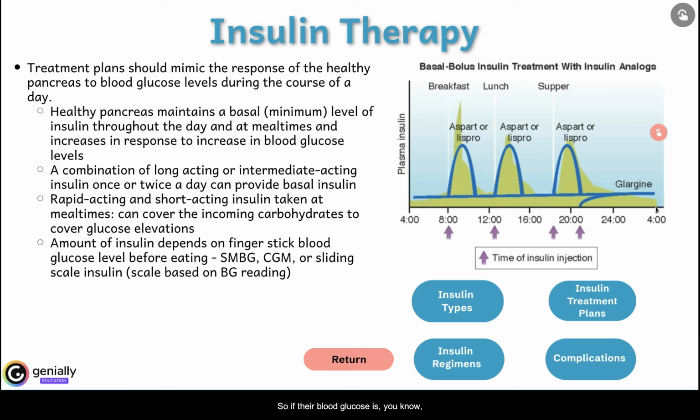However they do it, whether they're self-monitoring their blood glucose, using continuous glucose monitoring, or using a sliding scale. A sliding scale is based on, for example, if the patient's blood sugar is between 120 and 180, then give them 2 units. If it's between 180 and 250, then give them 3 units. Usually there are different types of scales, like low, medium, and high, or moderate or intense scales. Depending on how high their blood sugar is, they get insulin.